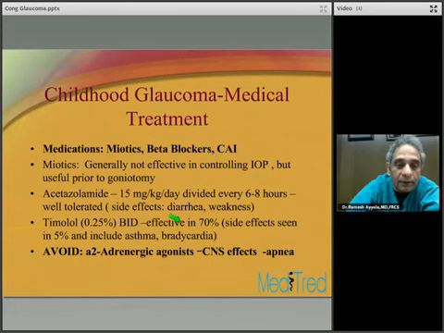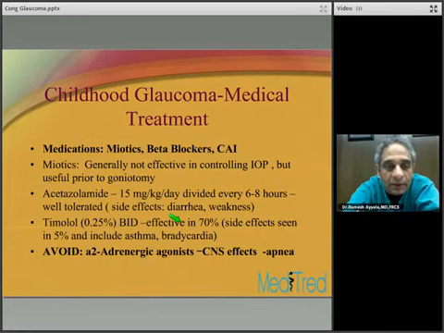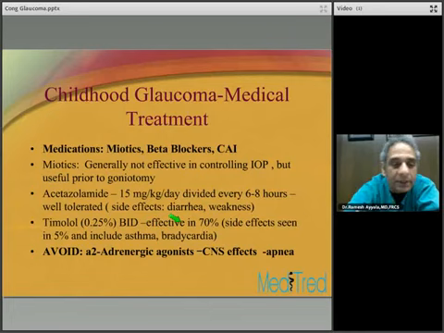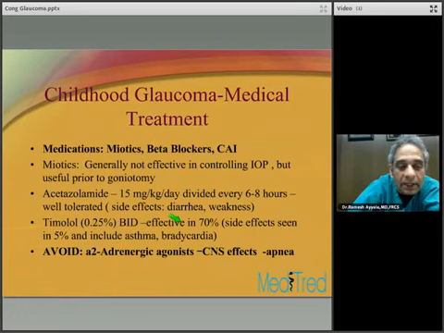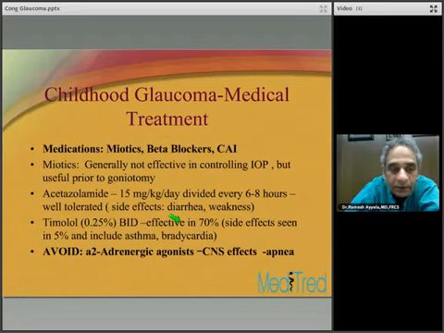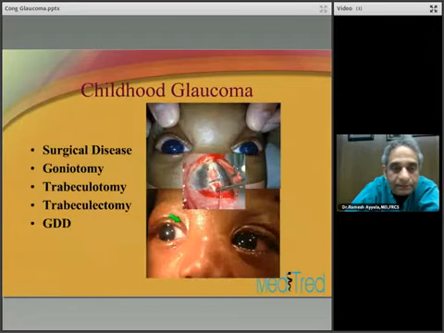So remember, from the medications point of view, the two mainstays are one, oral acetazolamide, and two, topical timolol or a beta blocker. Now, most of the side effects that have been reported with the beta blocker, i.e., timolol, are with 0.5% and not 0.25%. So you would like to prescribe 0.25% in the pediatric population.